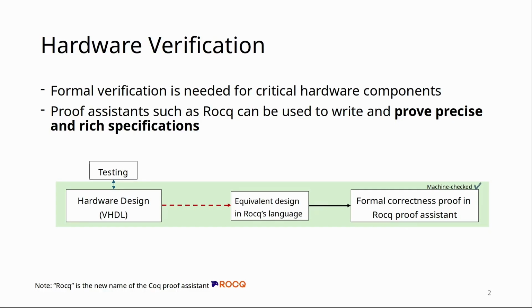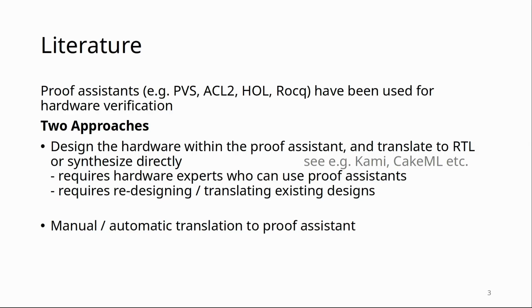You do some testing, and eventually you're satisfied with your design, and then you want to write proofs. Write properties and proofs in Rocq, but of course in the middle you need to translate to Rocq because Rocq cannot read VHDL, so you need some equivalent design in Rocq. This also means not only to translate the design but also have some semantics of VHDL. So I'm interested in this step.